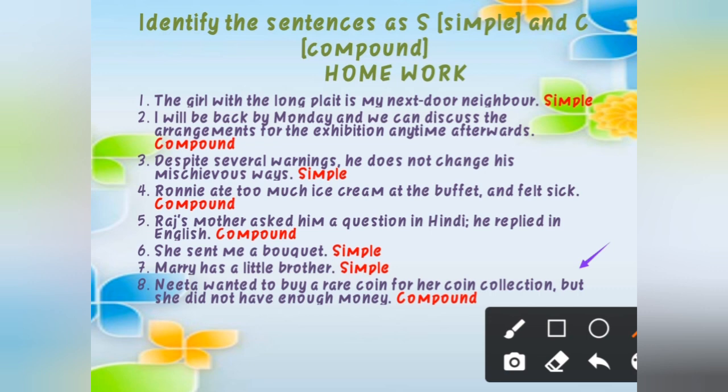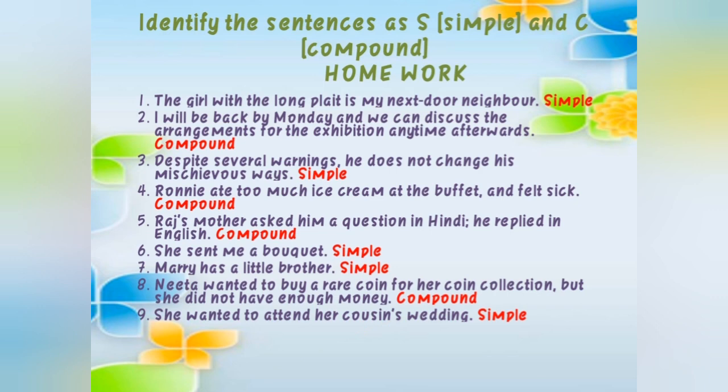Sometimes there is even no need to read the whole sentence, although you should read it, but if you directly get the conjunction, then you can decide whether the sentence is simple, compound or complex. Simple: you will not get any conjunction. Compound: you will get a FANBOYS conjunction. If instead of a FANBOYS conjunction you are getting another conjunction, automatically that will be your complex. Okay. Now the next one: she wanted to attend her cousin's wedding.